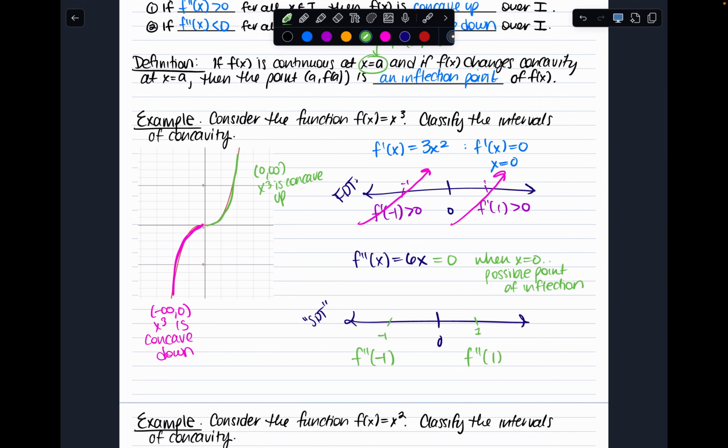Just like before, we pick test points on the intervals. F double prime at -1 is -6. F double prime at +1 is +6. So we go from concave down to concave up.